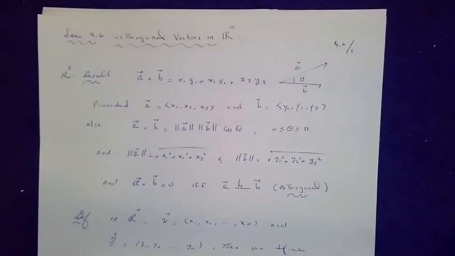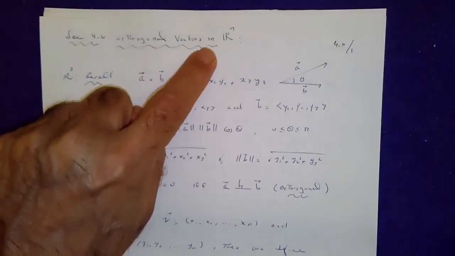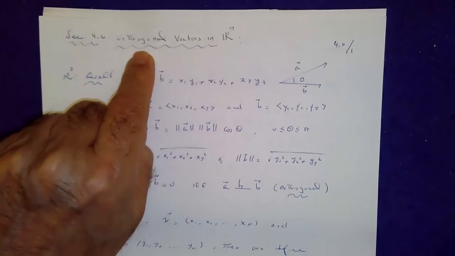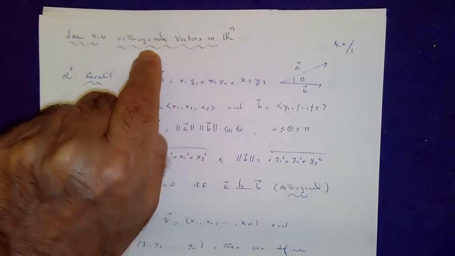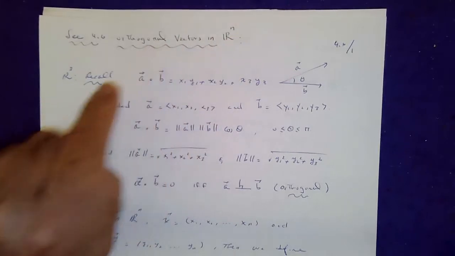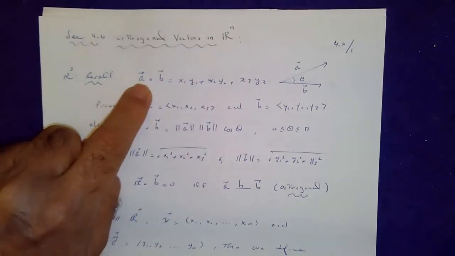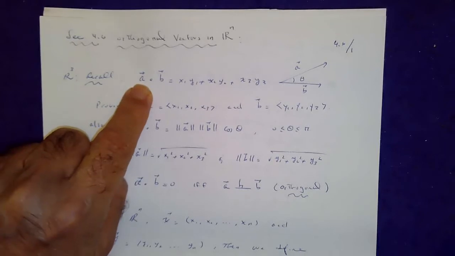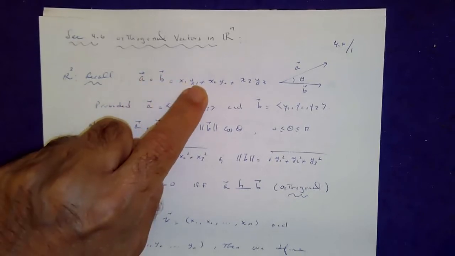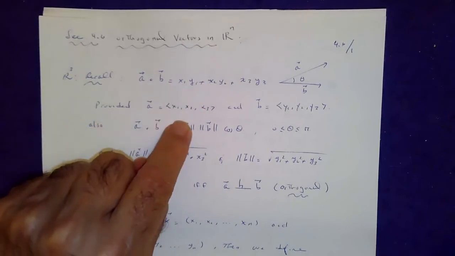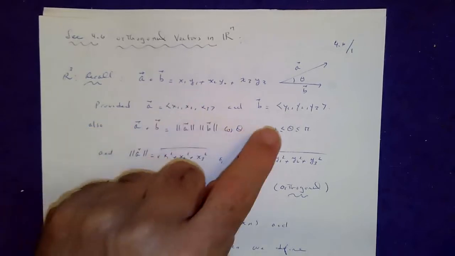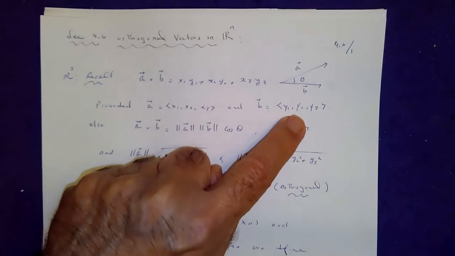Section 4.6, orthogonal vectors in Rn. Orthogonal is a general term which we use in higher dimension for perpendicularity. Remember in R3 when you took the dot product of two vectors, that was the definition of the dot product, where A was x1, x2, x3, B was y1, y2, y3.